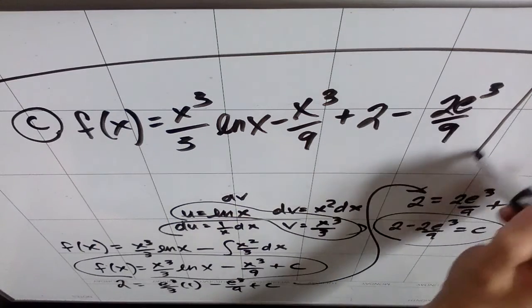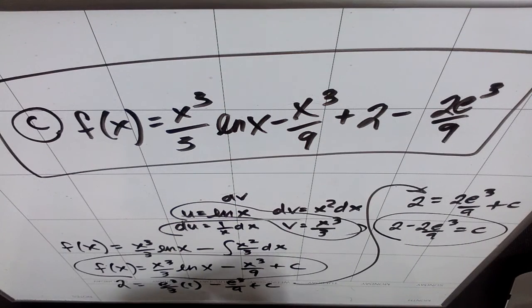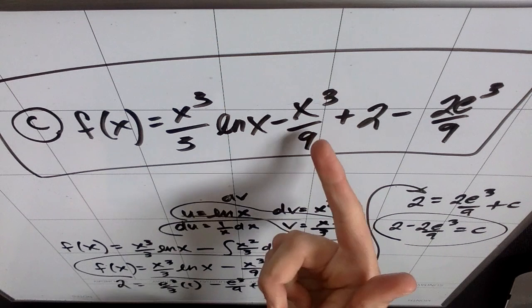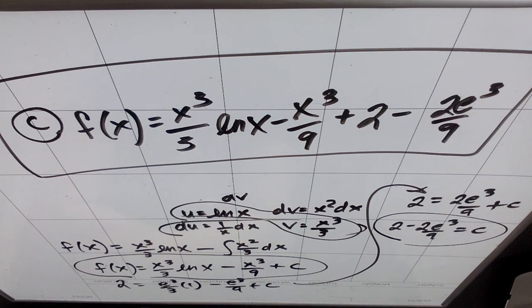And that's about as nice as I would leave it, and that's exactly how the AP had it as well. Aside from the fact that I think they wrote this as 1/9 times x cubed instead of x cubed over 9. But that's the gist, and there you have it.